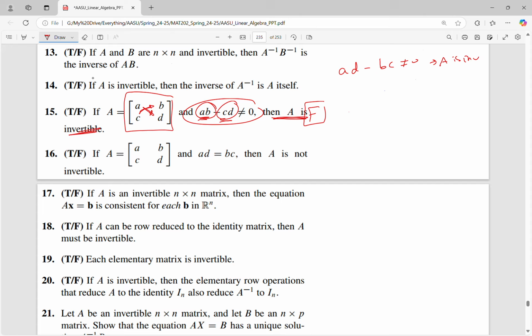And in these cases, it's good to have an example, by the way. It's good to have an example like 1, 6, 2, 3, for example. Look, this matrix is invertible. Why? Because 1 times 3, maybe this example doesn't work, by the way. AB minus CD is not 0. Okay.